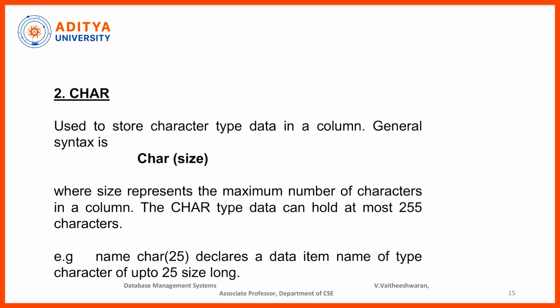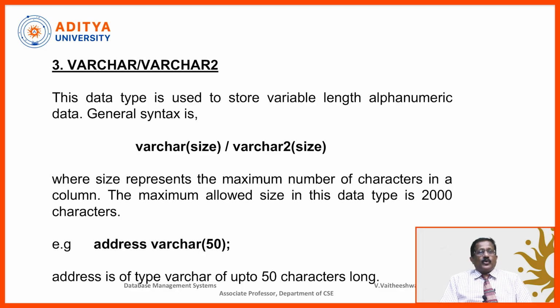Example, name char(25) declares a data item name of character data up to 25 characters long. Varchar or varchar2. This data type is used to store variable length alphanumerical data. General syntax is varchar(size) or varchar2(size), where size represents the maximum number of characters in a column. The maximum allowed size in this data type is 2000 characters. Example, address varchar(50). Address is of type varchar up to 50 characters long.